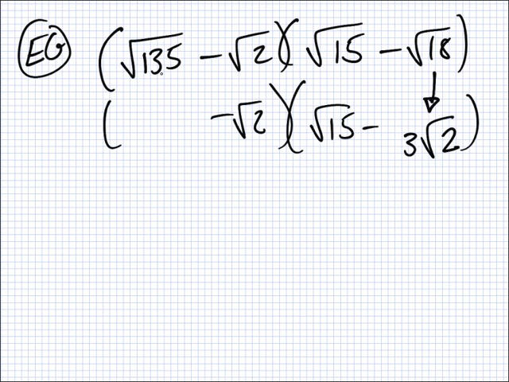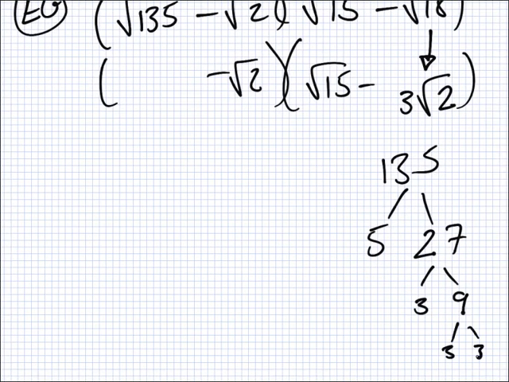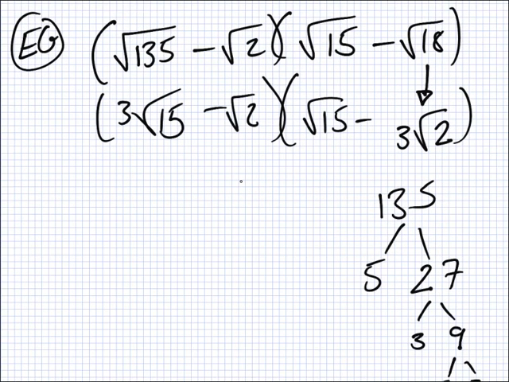Is it 9 times 15, so 3 root 15? No calculators! 135 is, does 15 go into it? Well, 5 goes into it, 27. Yeah, 27 is 3 times 9, isn't it? So it's 3 root 15.